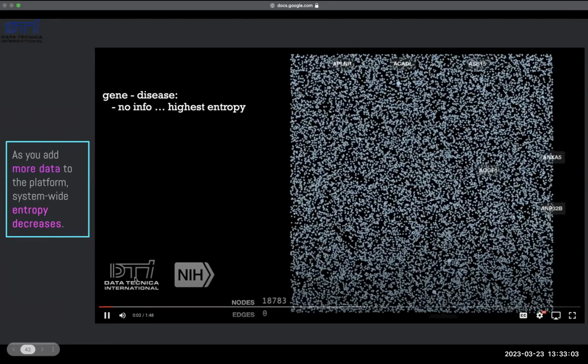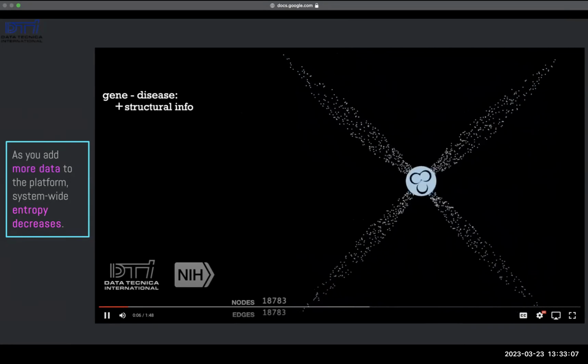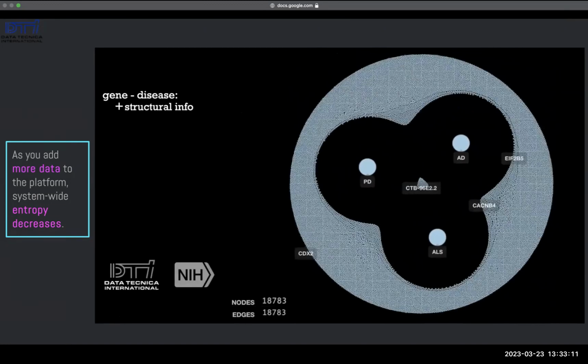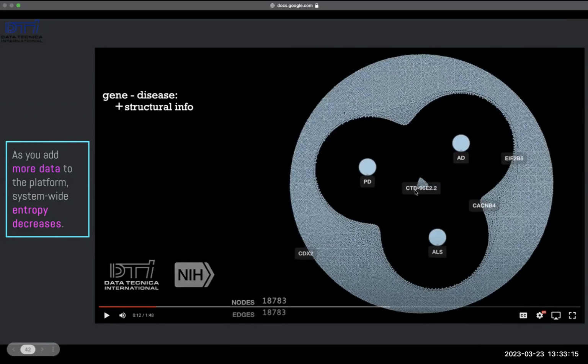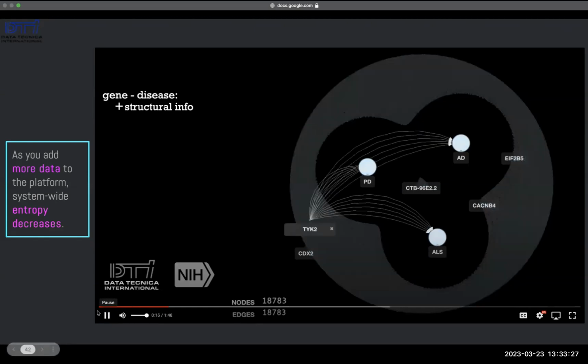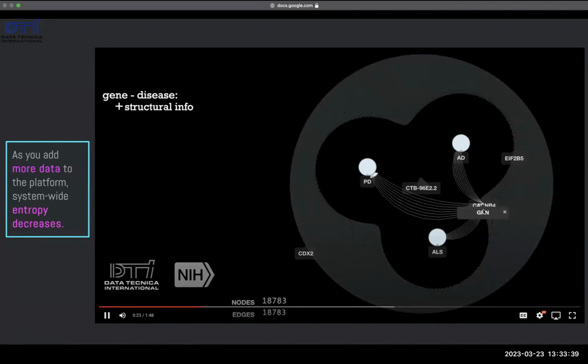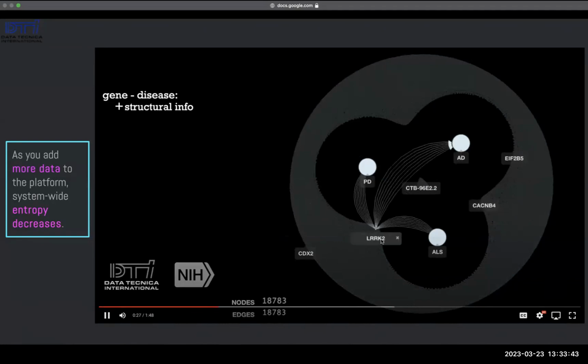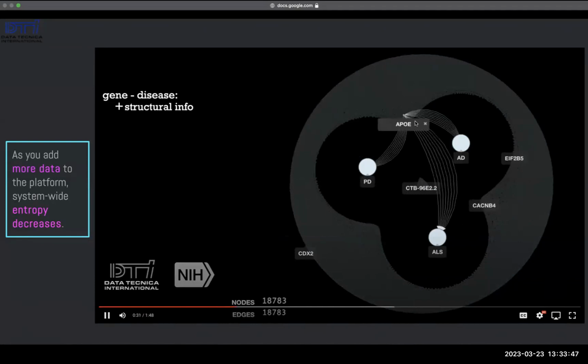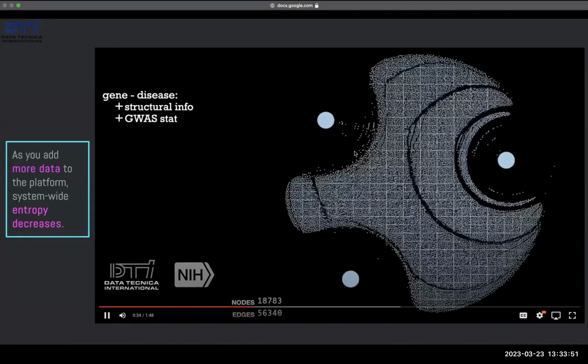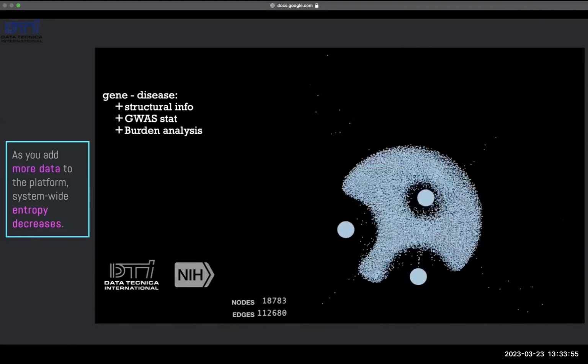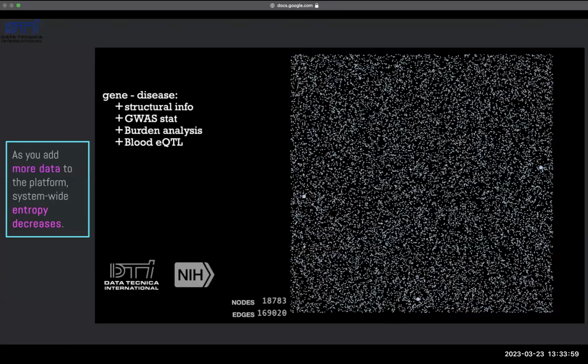So we start with no data, pretty much. We add some structural info. Nothing much. We just know that. And the big circles, AD, PD, ALS, are the three most important neurodegenerative disorders: Alzheimer's, Parkinson's, and ALS. TYK2 is a gene. There are therapeutics going on specifically with TYK2 for Alzheimer's and inflammation, for MS and inflammation. GRN is an important gene associated with inflammation. LRRK2 is associated with Parkinson's. ApoE is associated with Alzheimer's. Those are some of the important genes, and we'd like to see how they get placed in this network as we add more and more data to this graph.